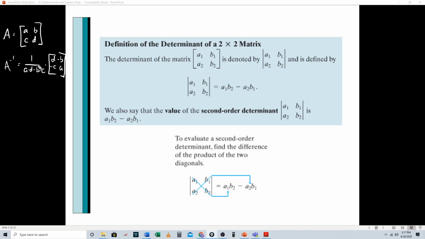Right. This bottom part right here is the determinant of a matrix. So that's of a 2 by 2 matrix anyway. That's how we find the determinant of a 2 by 2 matrix. So a determinant of matrix A is equal to A times D minus B times C. Right, so it's real easy to do a determinant of a 2 by 2 matrix.